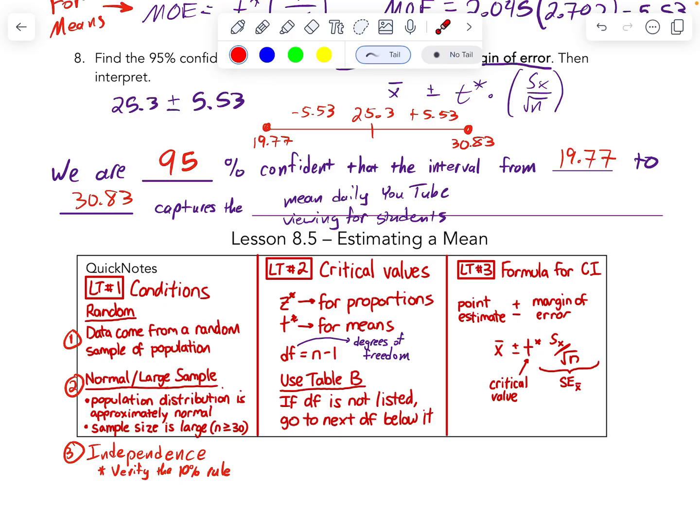So here's the summary. Most of this is on your cheat sheet, okay? The main differences are we use T stars for means, which is based on a new term called degrees of freedom. You got to look it up in table B. And the margin of error idea is the same, but the formula is now this.